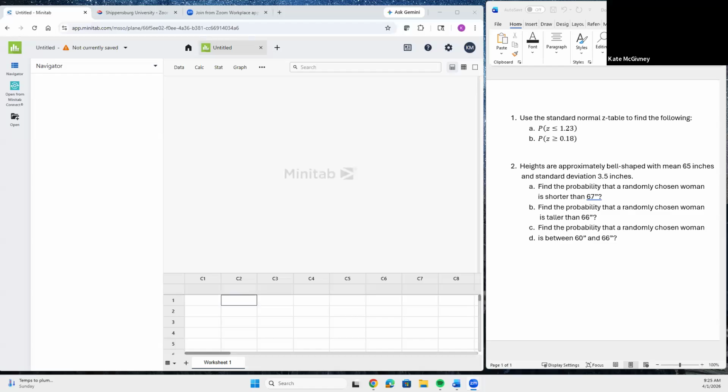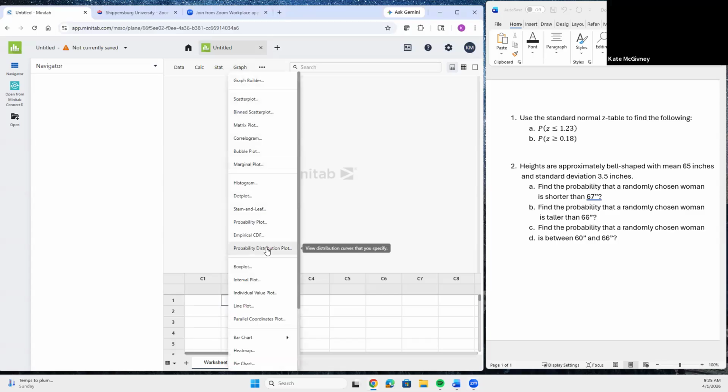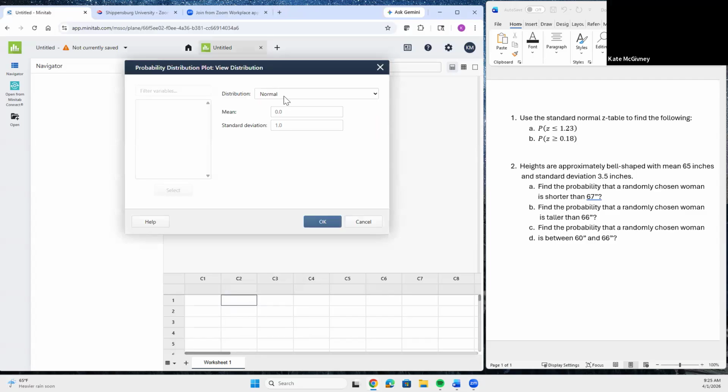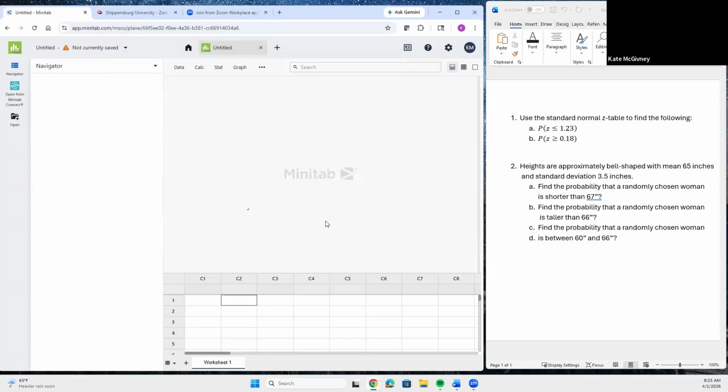In this video, I'm going to show you how to do the normal distribution calculations that you saw in part one of the video. We can use the z-table to find probabilities corresponding to a particular z-value, but another way to do it is to use Minitab. Go to Graph, Probability Distribution Plot, and click View Distribution, click OK, choose normal, which is the default, and the standard normal, which always has mean 0, standard deviation 1, and click OK.